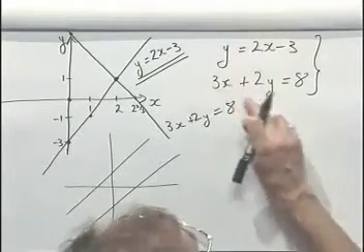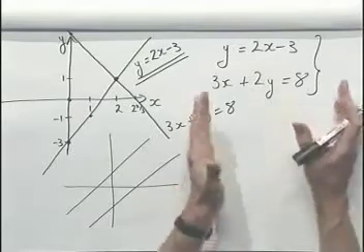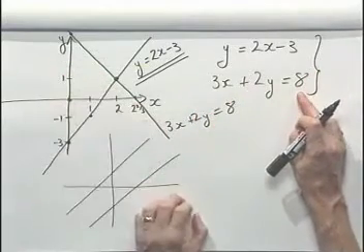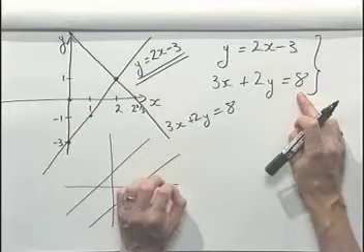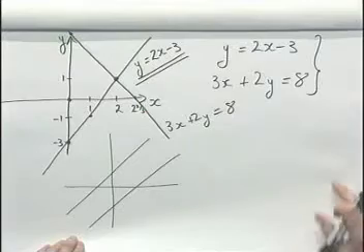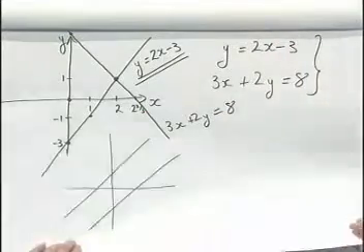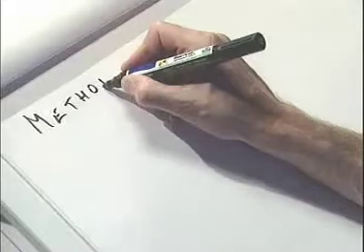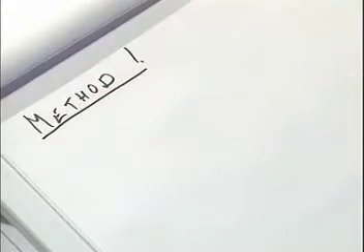But for now, let's go back and think about these two. How can we handle these two algebraically so that we don't have to draw graphs? We don't have to rely on sketching. We can calculate, which is so much easier in most cases than actually drawing a graph. So let's take these two equations. And we're going to look at two methods of solution. So we're going to look at method 1.